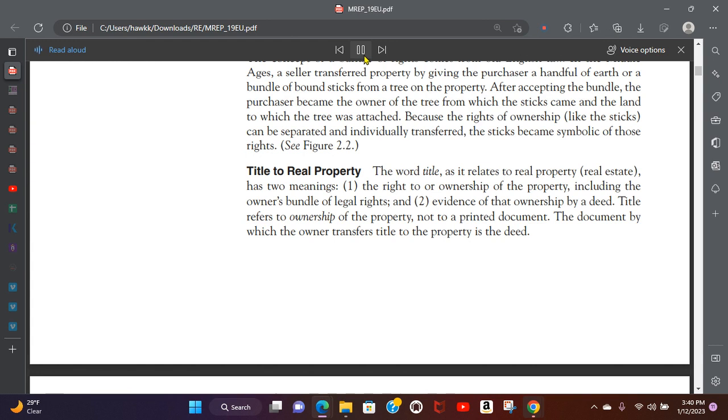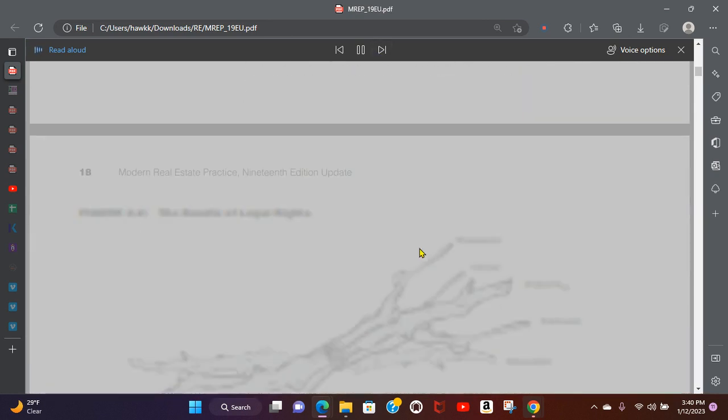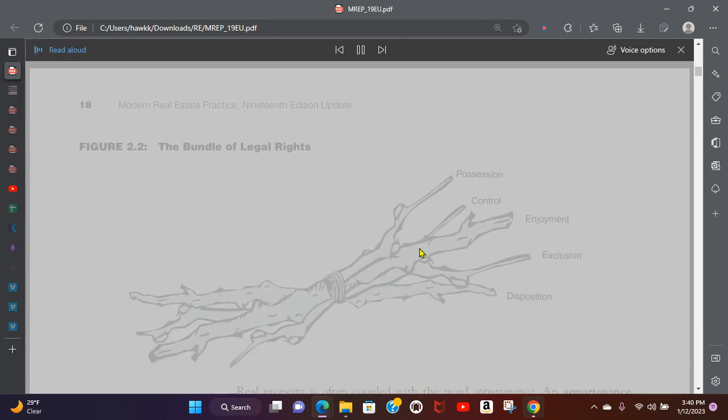Continuing. Property is the deed. Modern, see Figure 2.2. Real Estate Practice, 19th edition update. Figure 2.2, the bundle of legal rights.